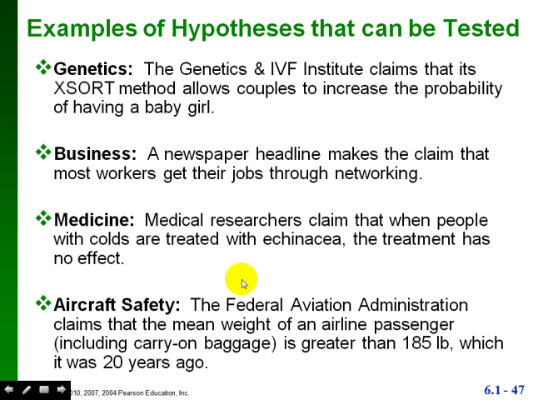Here are some examples of hypotheses that we might want to test. First of all, in genetics, an institute claims that it has a method that allows couples to increase the probability of having a baby girl. In business, a newspaper headline makes the claim that most workers get their jobs through networking. In medicine, medical researchers claim that when people with colds are treated with echinacea, the treatment has no effect. And in aircraft safety, the FAA claims that the mean weight of an airline passenger is greater than the 185 pounds it was 20 years ago.